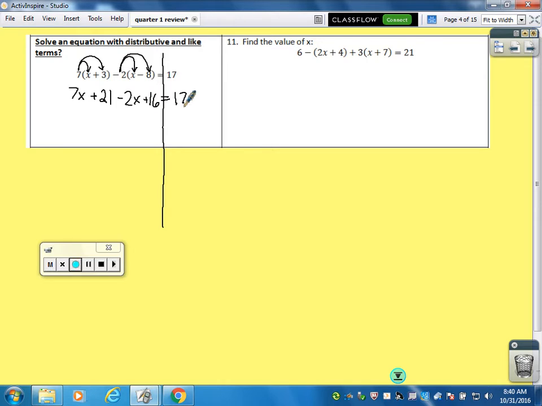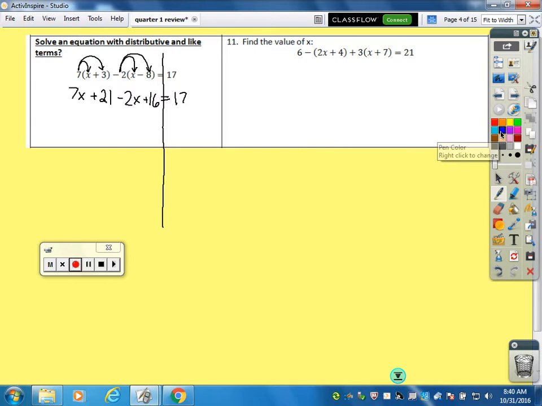So for this step, we need to find our like terms. Let me get a different color here. Like terms, we have really two of them. We've got ones with variables, like these two. And we're going to say 7x minus 2x is 5x. You could also think of that as 7x plus negative 2x. Our other term is called a constant. That means it doesn't have variables. So like this positive 21 and this positive 16. So when I add those together, I get positive 37. And that equals the 17 that I'm pulling down over there.